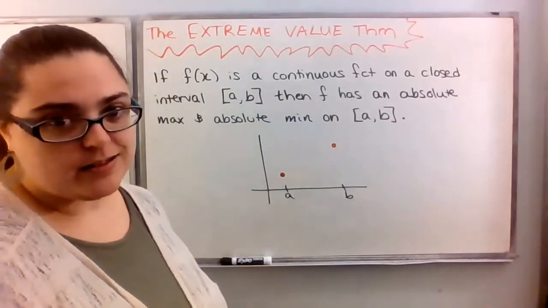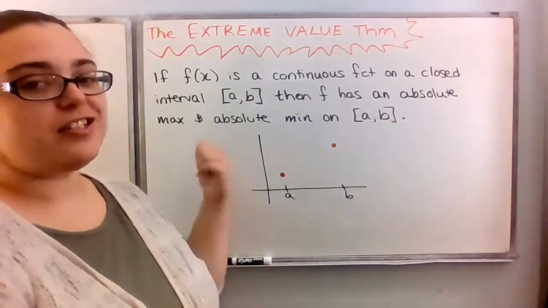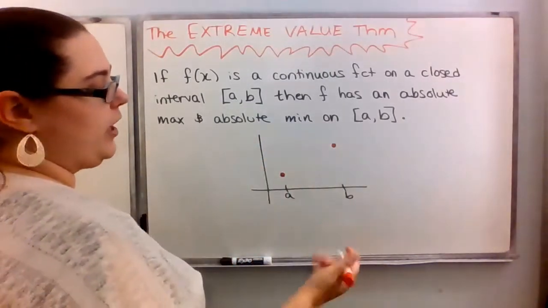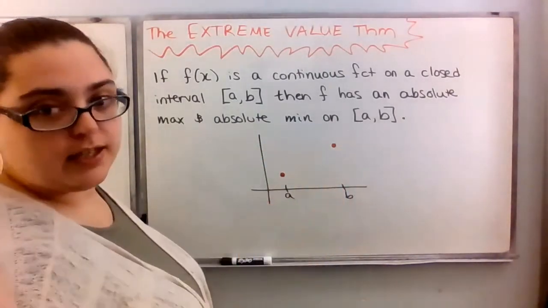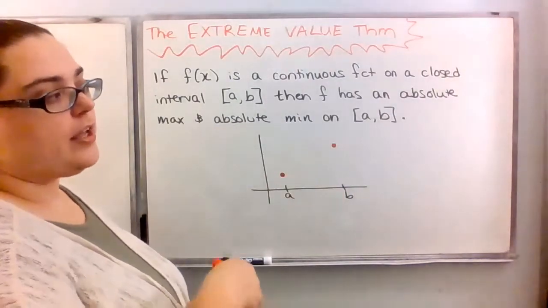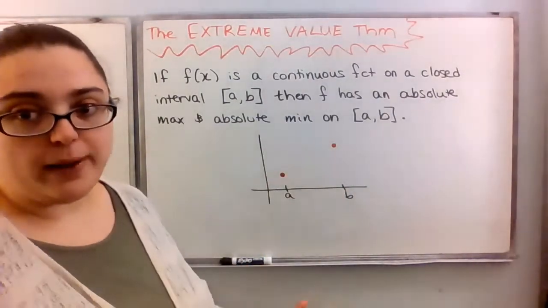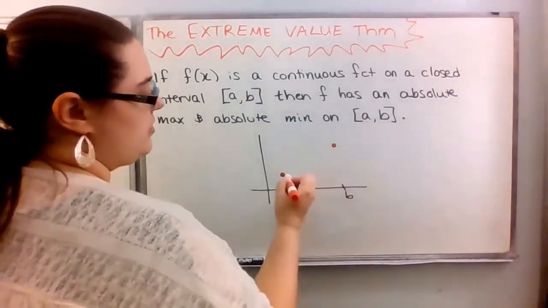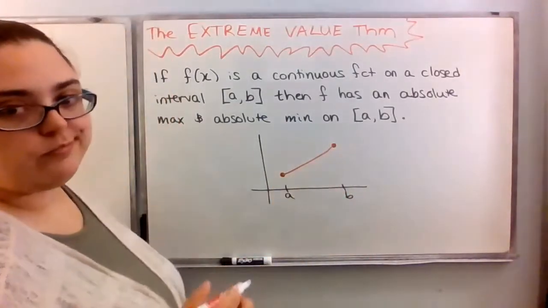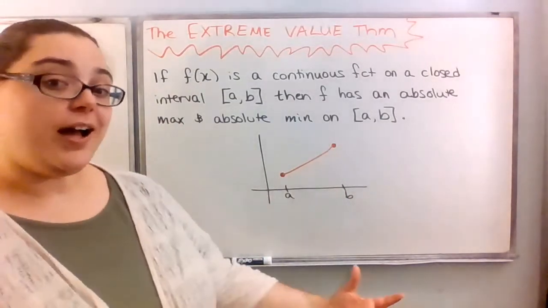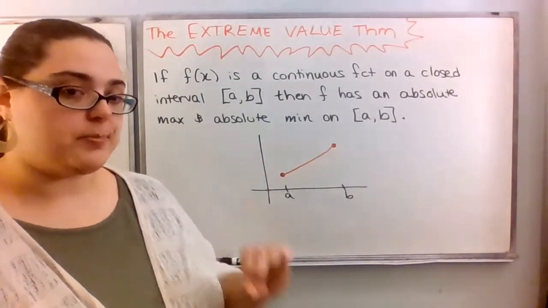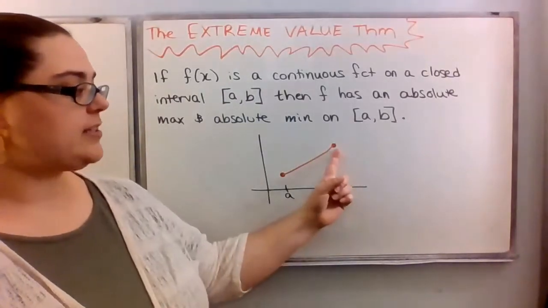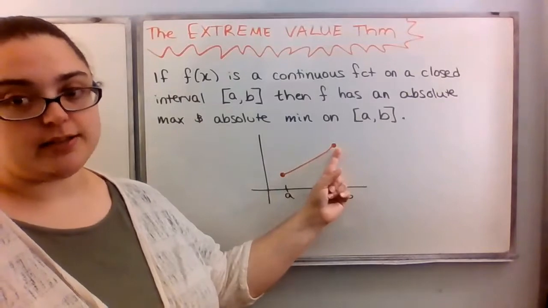My task, in order to try to disprove this theorem by coming up with a counterexample, would be to find a way to connect these two points in a continuous manner so that, let's say, there's no maximum value. If I just connect these with a straight line, I've already failed, because remember that absolute max and absolute min can be endpoints of your function. In this case, the absolute maximum is happening here at the end.